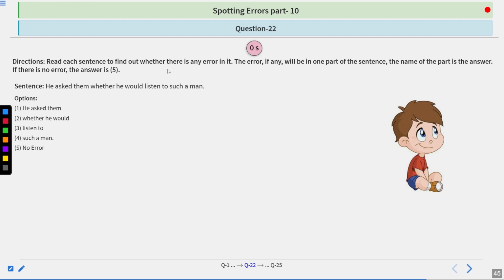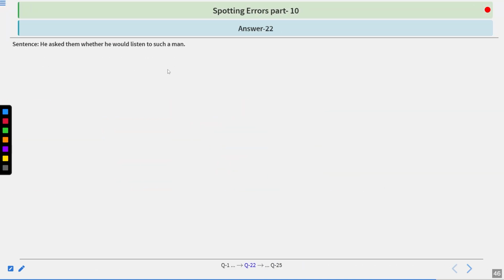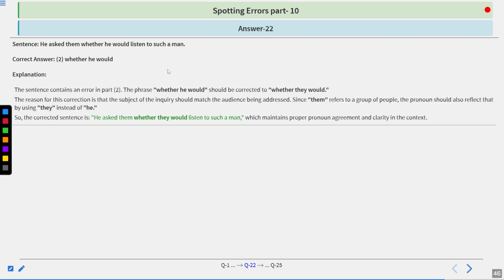I hope you have answered. Let's look at the correct answer. The correct answer is option number 2, whether he would. Let's look at the correct explanation. The sentence contains an error in part 2. The phrase whether he would should be corrected to whether they would.